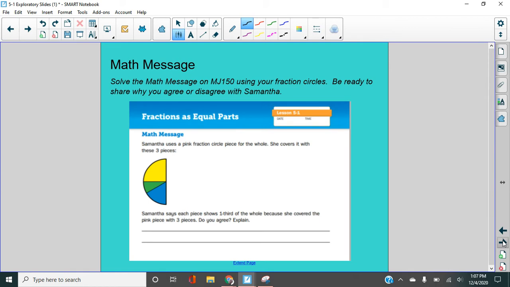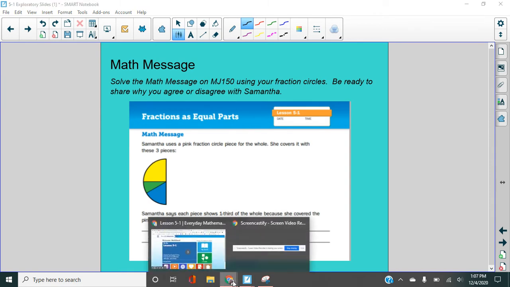All right, on page 150, let's read. Samantha uses a pink fraction circle piece for the whole. She covers it with these 3 pieces. Samantha says each piece shows 1/3 of the whole because she covered the pink piece with 3 pieces. Do you agree? All right, so this is her whole shape, right? And I know it looks like half of a circle, okay? But in this situation, it's saying that this is the whole.